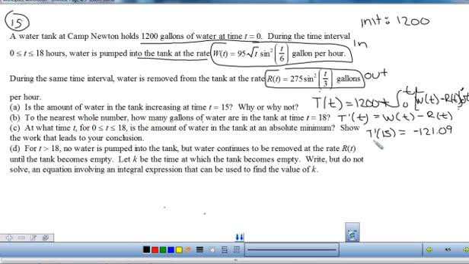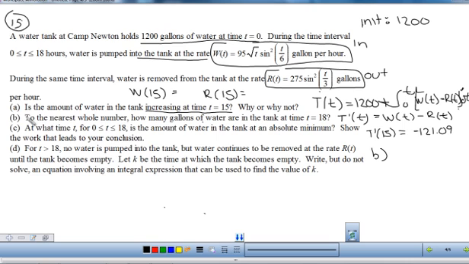So because the derivative is negative, the amount of water is decreasing at t equals 15. Another way you could have done this is to find how much water is being put in and how much is going out at 15, the rate in gallons per hour, and see which one is bigger. You'll see that more water is leaving than going in at that particular moment.